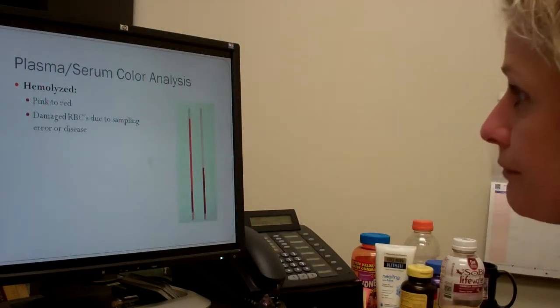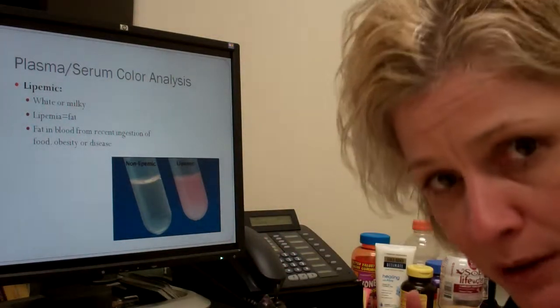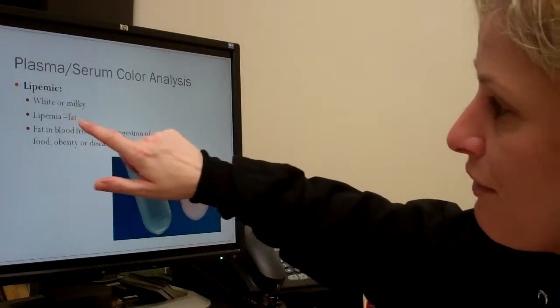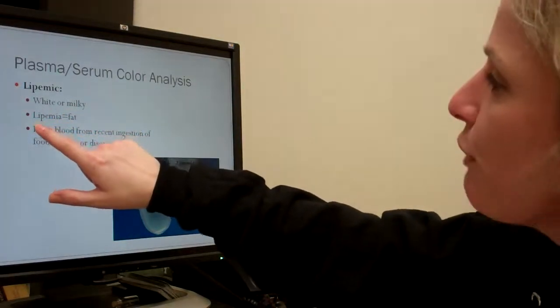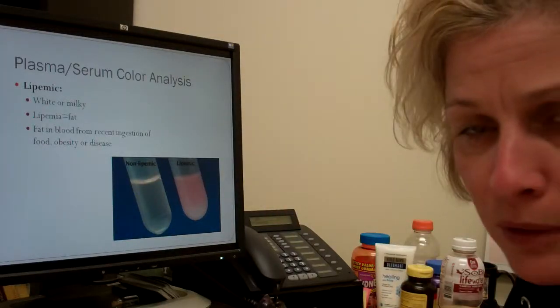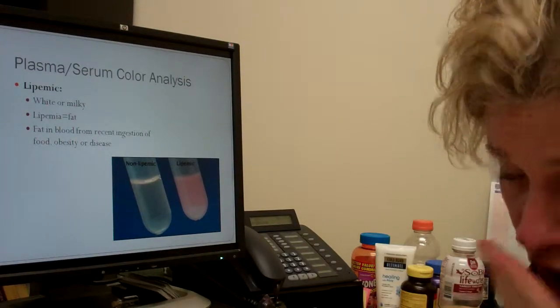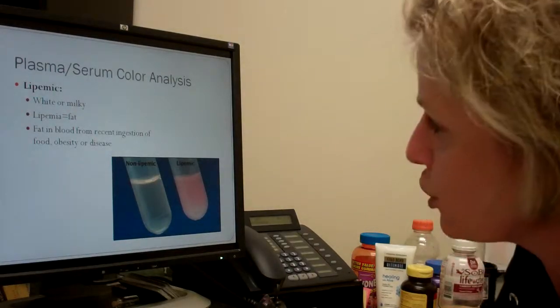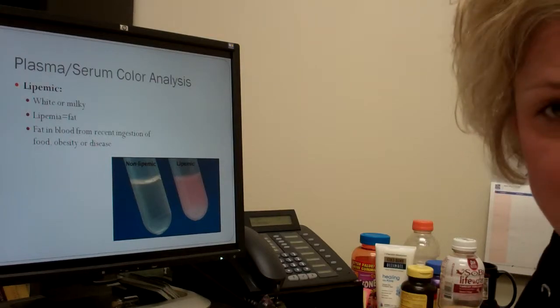All right. If the sample is very lipemic, looks very cloudy, milky, that tells you that there's a lot of fat in the blood. Lipemia, liposuction, suction out fat. It says there's a lot of fat in the blood. Now, it could be because you have a really fat patient, or the patient might have just recently ingested a lot of food.